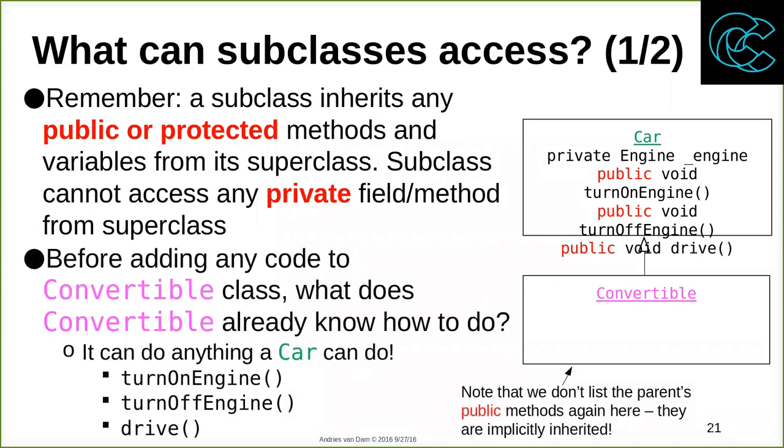Sir, the turnOnEngine function uses the private field. Would that be allowed in the convertible class? That is indirectly using the private field. Yeah, that's okay. You inherit the public methods, and the public methods can internally use the private instance variable. So that's okay. But the subclass cannot directly access any of the private fields or private methods.